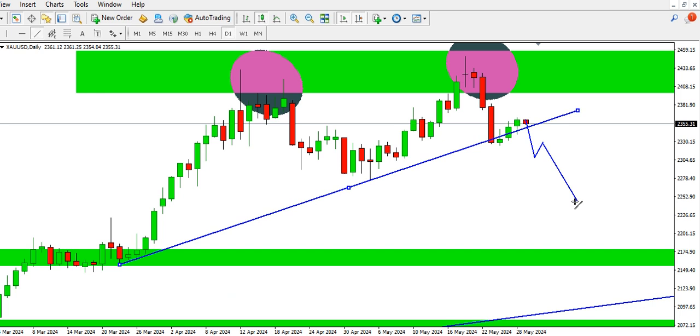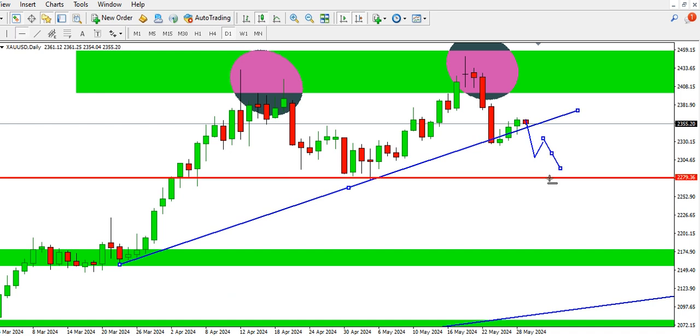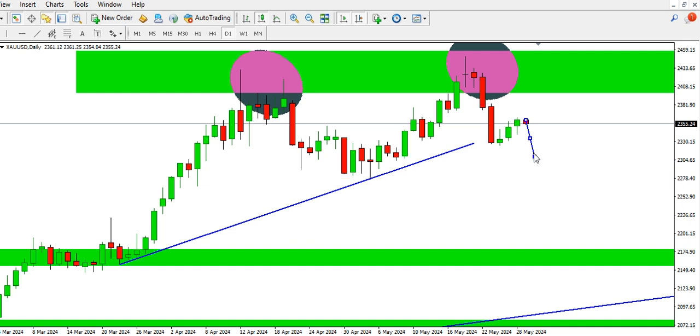And if price is going to drop further, we might see price dropping to this support level, which is at the 2278 level. This is a possibility. Another possibility is price might likely form a bottom, and then you might see price go up.